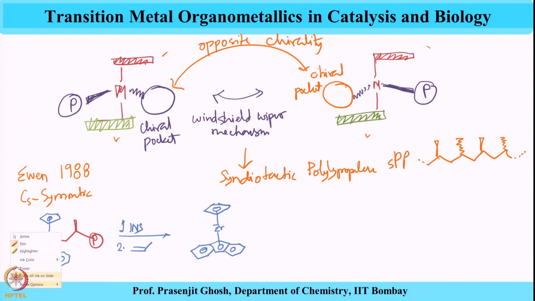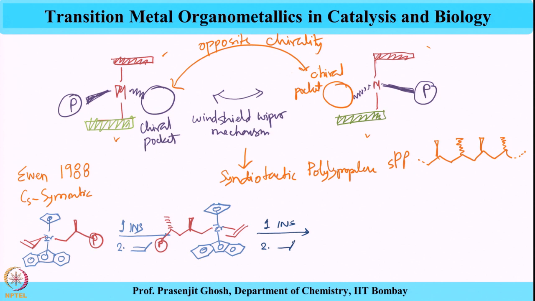So, now the polymer arm has moved on to the other side with two methyls alternatingly occupying the position, and then subsequently another insertion with propylene would occur, and that would give the catalyst as shown over here.